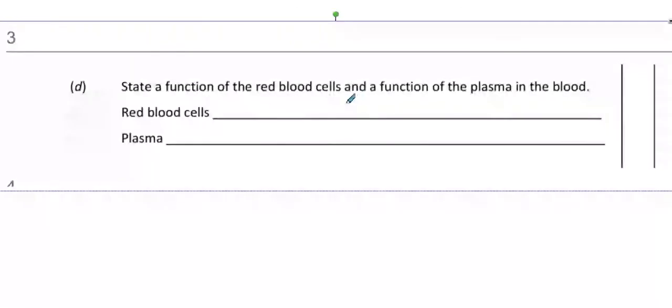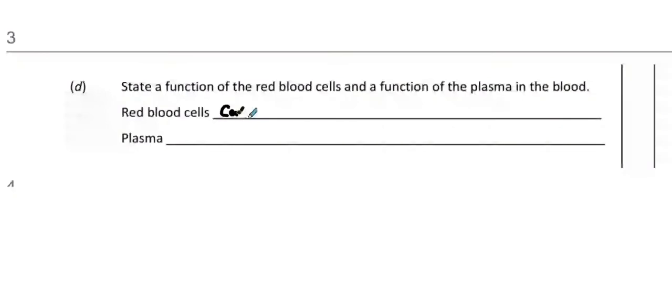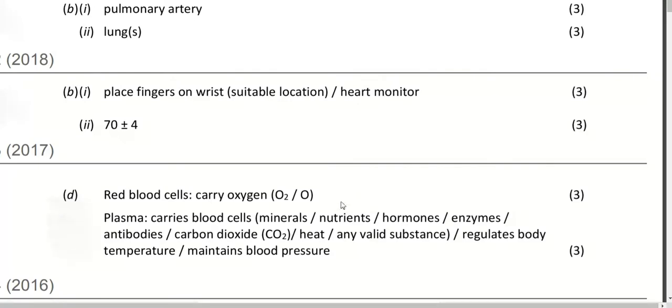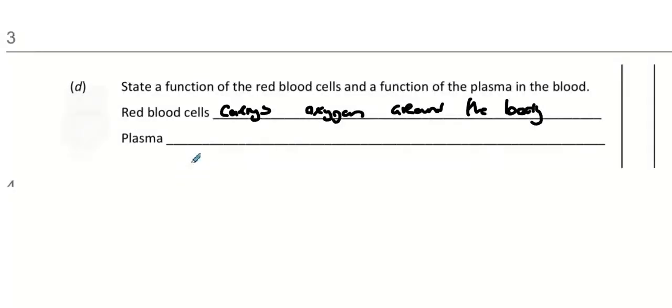State a function of red blood cells and a function of the plasma in the blood. Red blood cells carry oxygen around the body. Well, the plasma, I think it carries food around the body as well. It carries minerals and nutrients around the body. Okay, so plasma does that actually, as it turns out.